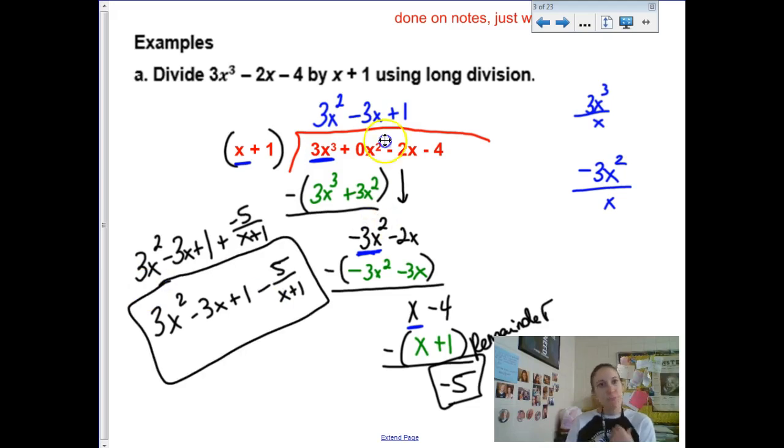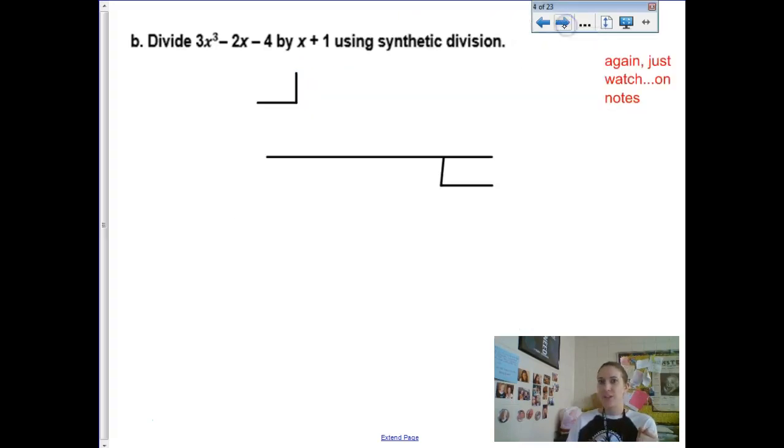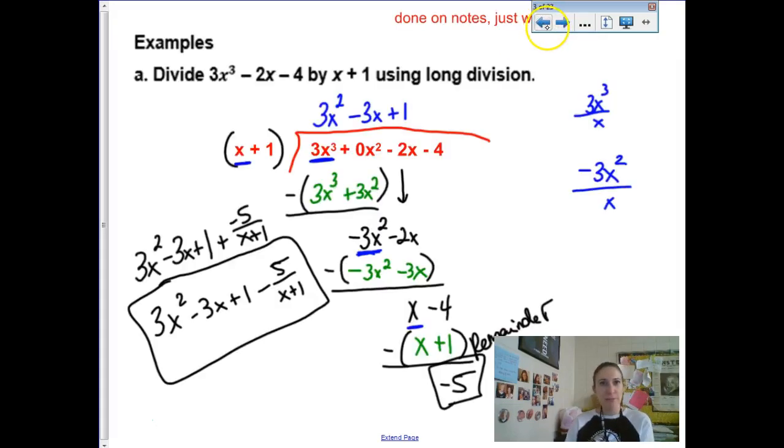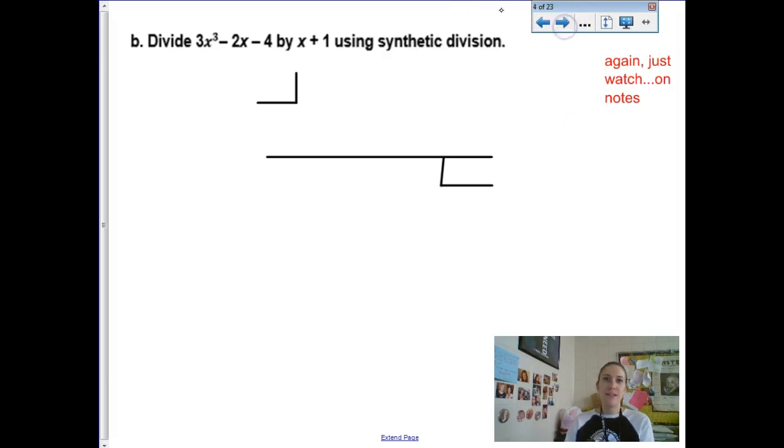So regular Algebra 2 kids have very little experience with synthetic division. Honors Algebra 2 kids have a little more. And if you're coming from college algebra, you should have done a whole lot of it. Now, synthetic division. So, was that the same problem? Yeah, same problem. Let's divide this synthetically.